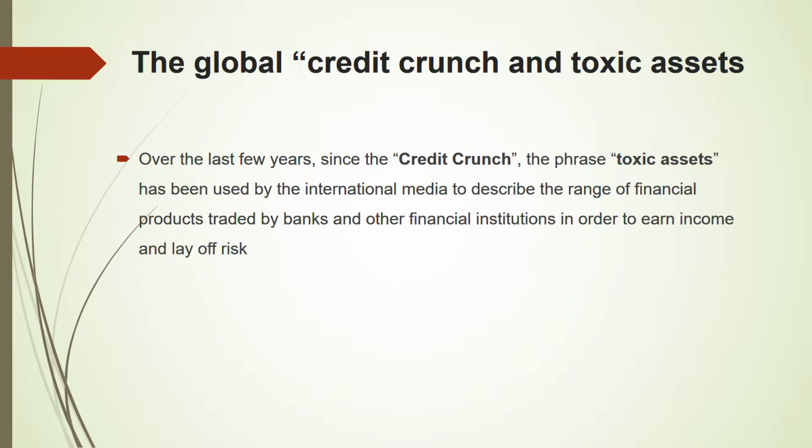The term toxic asset has been used by the international media to describe the range of financial products traded by banks. These are financial products traded by the banks in order to earn income and lay off risk. But there is huge risk in this. That's why it is toxic asset. It is not a good asset. There are some assets which are good for you and some which are toxic. And because of this, the credit crunch took place. In 2008-9, we know what happened.